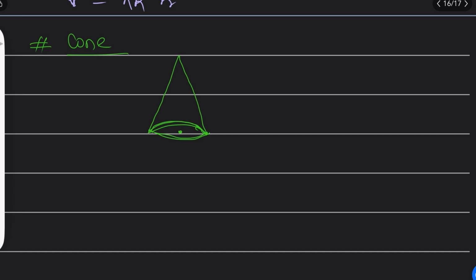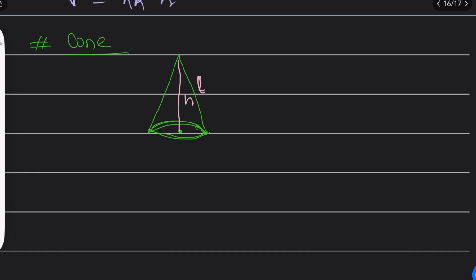Now, understand, let us say this is the height of the cone and this is the lateral, or you can say slant height. L is the slant height and h is the height, right? And r is the radius.